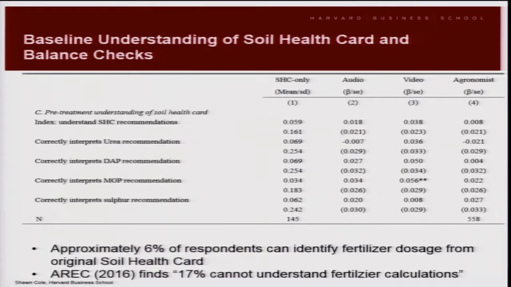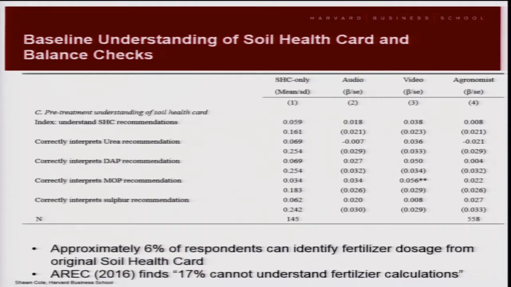And so the fraction of people who could actually figure it out is about 6%, based on the official government soil health card. The government itself sponsored a study very recently that found that about 17% can't understand fertilizer calculations. So we both acknowledge there's a problem. We seem to, in this sample, have found a larger fraction of people having a challenge understanding it.